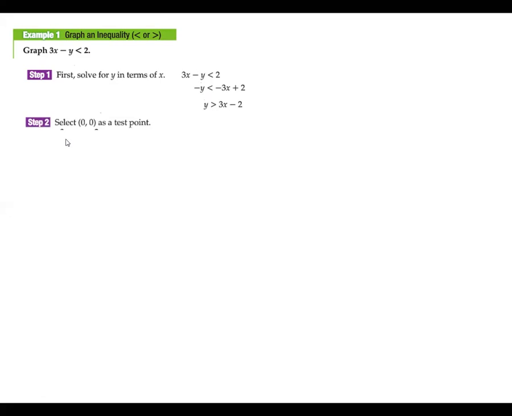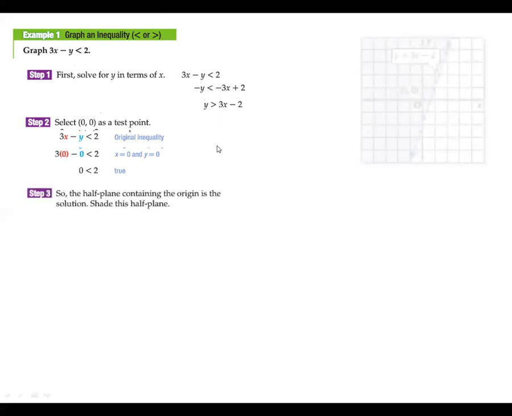So select the test point, 0, 0. And if I take the original inequality and substitute 0, 0 in there, I end up with a statement that is true, because 3 times 0 minus 0 is 0, and 0 is less than 2. That means that 0, 0 is a solution to this inequality. So whatever side of this line, when I graph it, includes 0, 0, you shade that side. All right? So that's step 3.